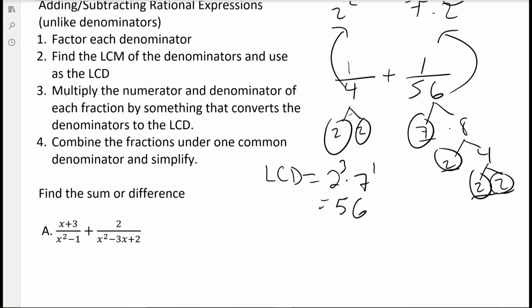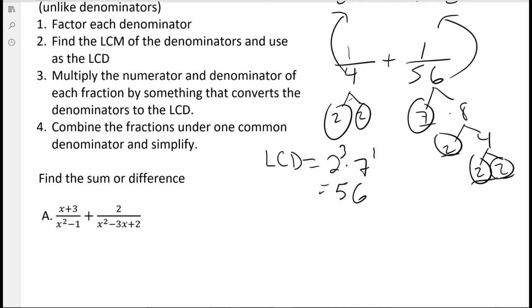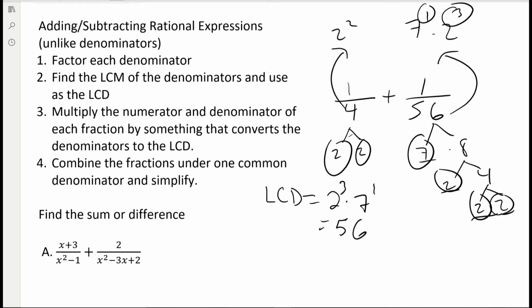In order to do this, we'll have to multiply each denominator by something to convert it to the LCD. In this case, 4 times what will give you 56? 4 times 14 will give you 56. And what times 56 will give you 56? It's just going to be 1. And then you're going to do the same thing to the top: if I multiply the bottom by 14, I have to do the same thing on top. Same with the next fraction.